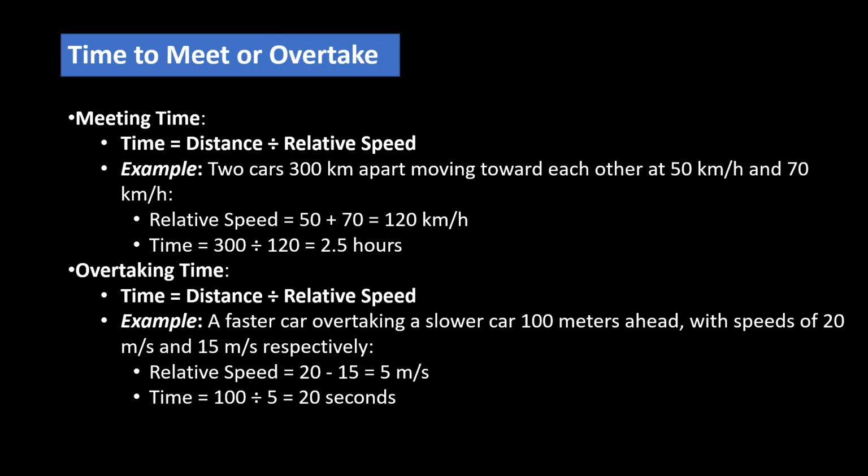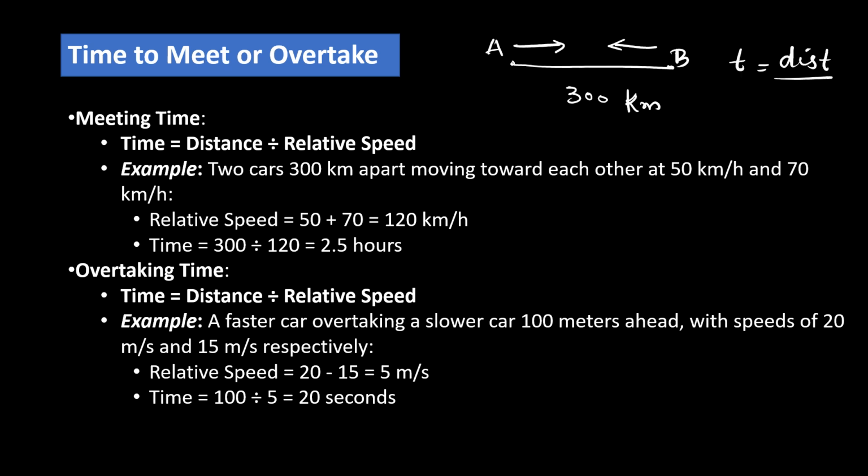Next is the time to meet or overtake. That is, if there are two cars, car A and car B, they are 300 km apart. And car A and car B are moving towards each other. Then what would be the time taken for both the cars to meet? We know that time is equal to distance by speed.